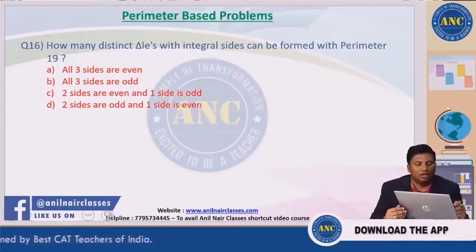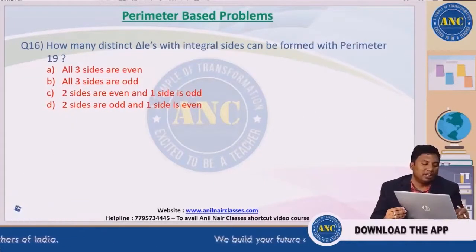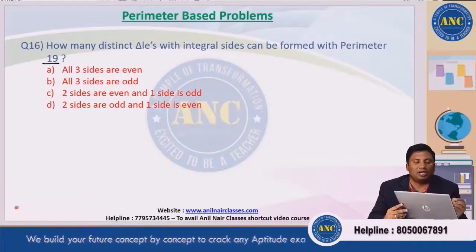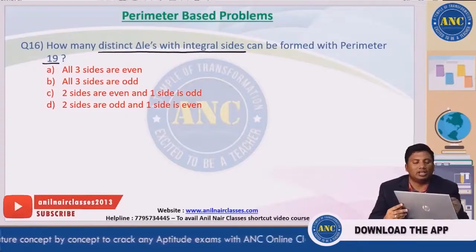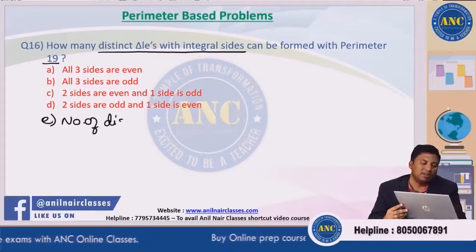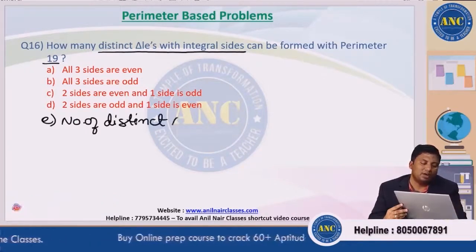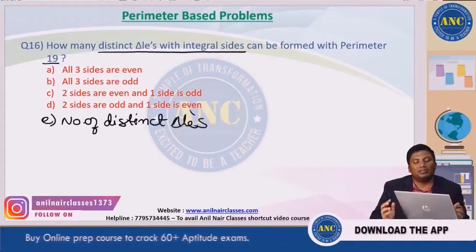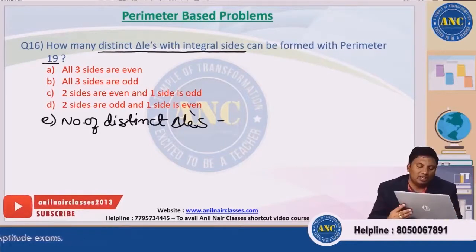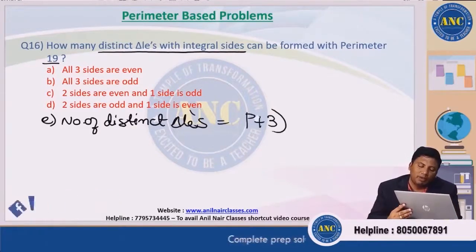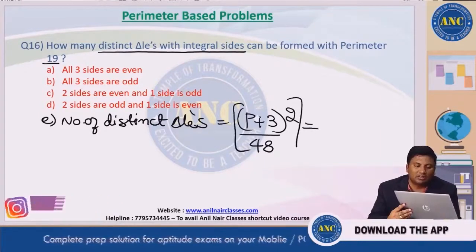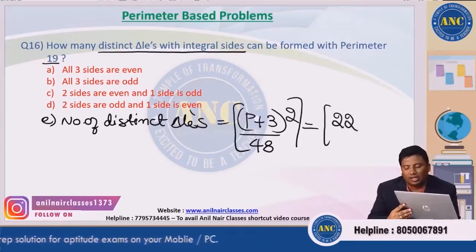Question number 16. We have taken the previous case where the perimeter is an even number. Now the perimeter is an odd number. How many total distinct triangles? Let me take the total distinct triangles first, and then make the necessary changes. Number of distinct triangles that can be formed with perimeter an odd number: this will become P plus 3 whole square divided by 48, nearest integer function. 19 plus 3 is 22.